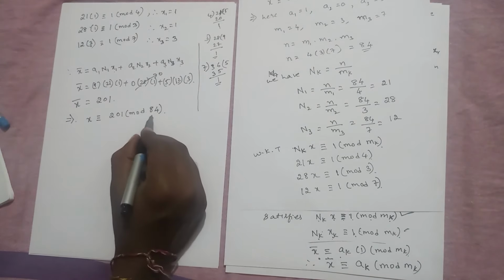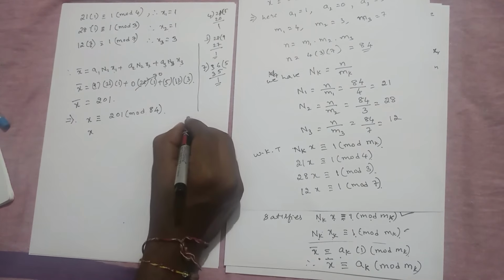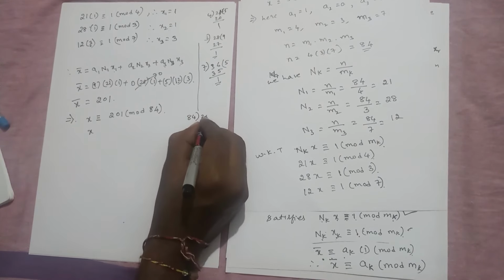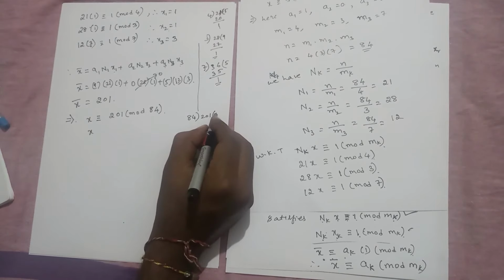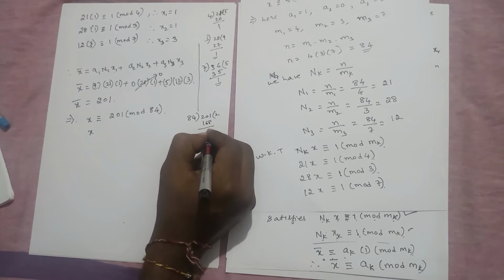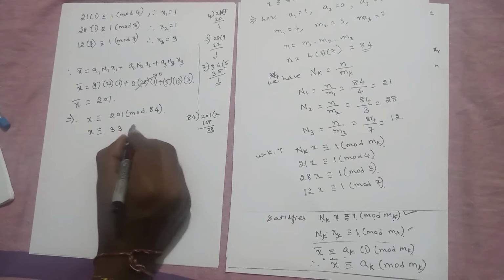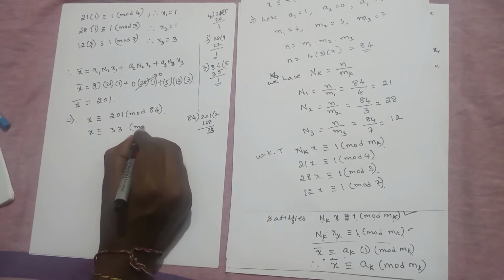So what do you get now here? If you divide 201 by 84, 2 times is 168. The remainder is 33. So x is congruent to 33 mod 84.